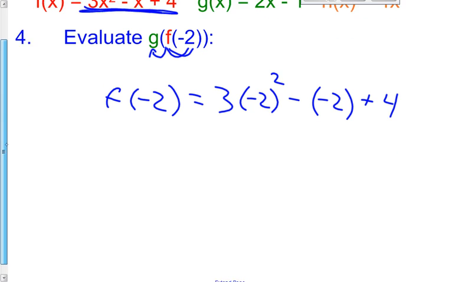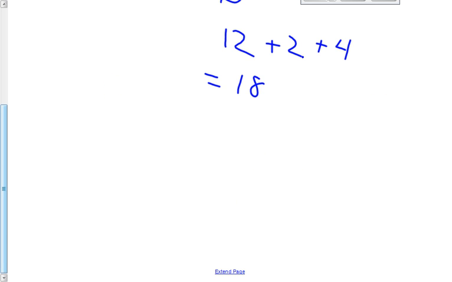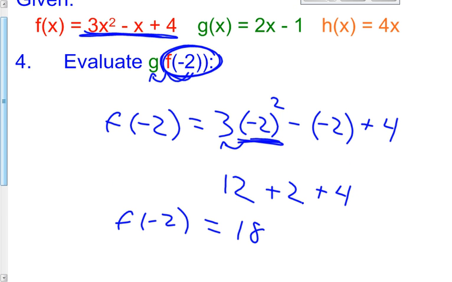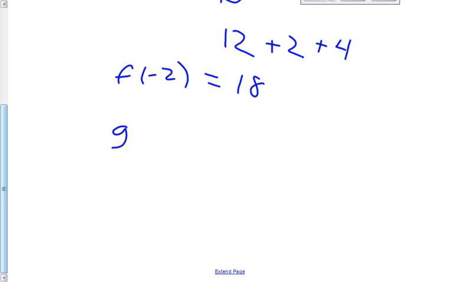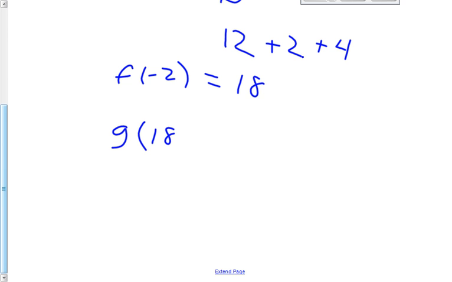A negative 2 squared is a positive 4, and 4 times 3 is 12. 12 minus a minus 2, which is 12 plus 2, plus 4. 12 and 2 make 14, and 14 plus 4 is 18. So f of negative 2 is 18. So we have successfully done this part. Now we've got to put that into the g function. So here's our g function, 2x minus 1. So g of 18, g of f of negative 2, which f of negative 2 is 18.